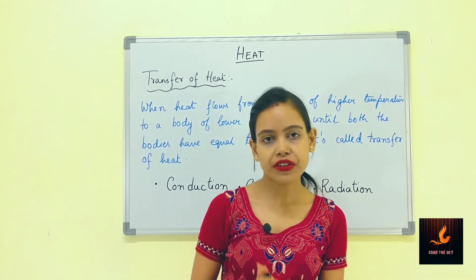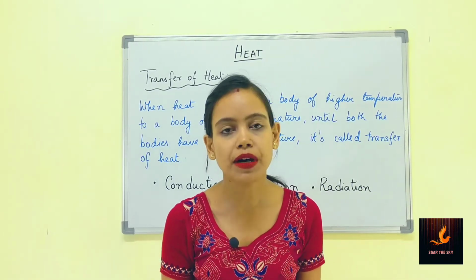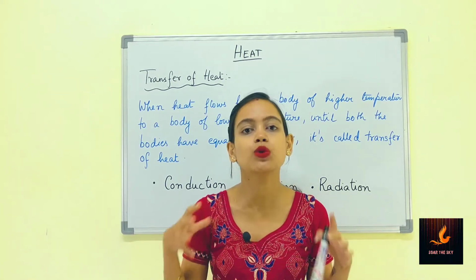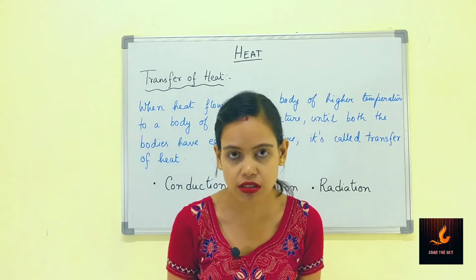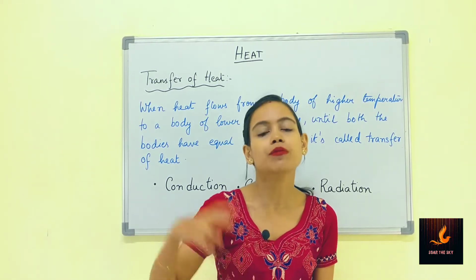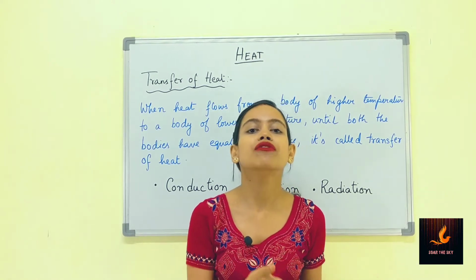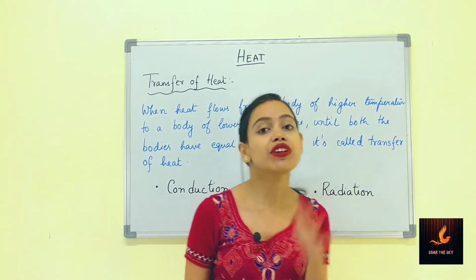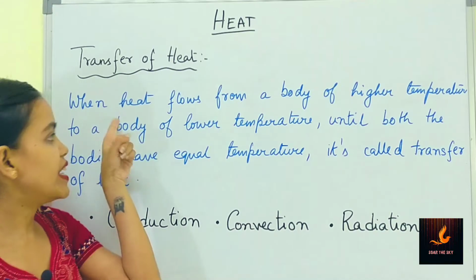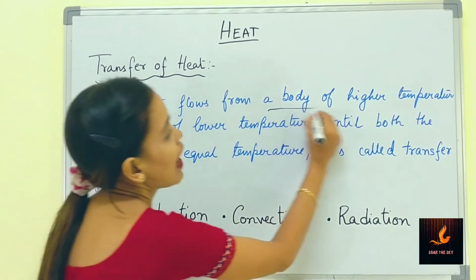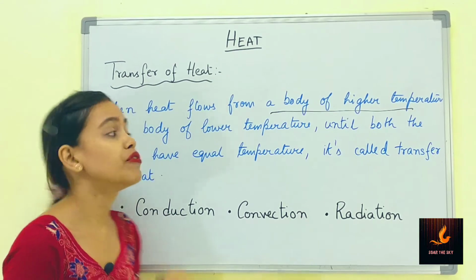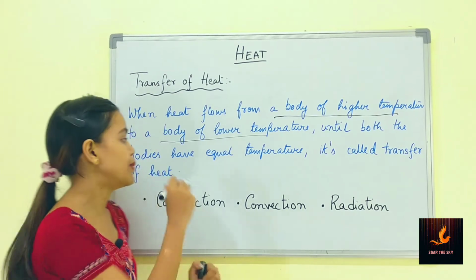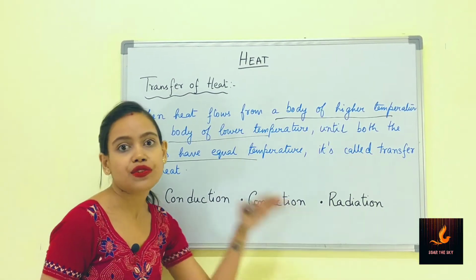In the first and second parts of the heat videos, we have already learned that heat is always transferred from a hotter body to a colder body. If two bodies are kept in contact with each other, heat will always flow from the body of higher temperature to the body of lower temperature. This is called the transfer of heat. So let's come to the definition of the transfer of heat. When heat flows from a body of higher temperature to a body of lower temperature until both the bodies attain equal temperature, it is called the transfer of heat.